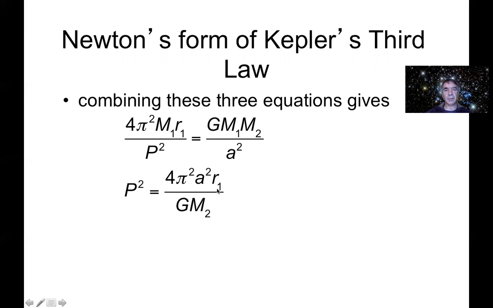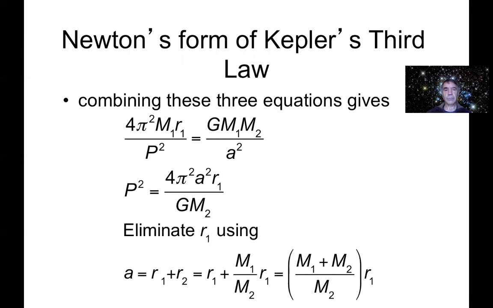But at the moment, we've got a mixture of A and R1 here. So in order to get us back to Kepler's original third law, we're going to eliminate R1 in terms of A. We can do that by going back to the relationship between A and R1 and R2, and then bringing in the center of mass. We hadn't used the center of mass yet, so we can bring in the center of mass equation. So R2 is just M1 over M2 times R1. Then we can take a common factor of R1 out, over here.